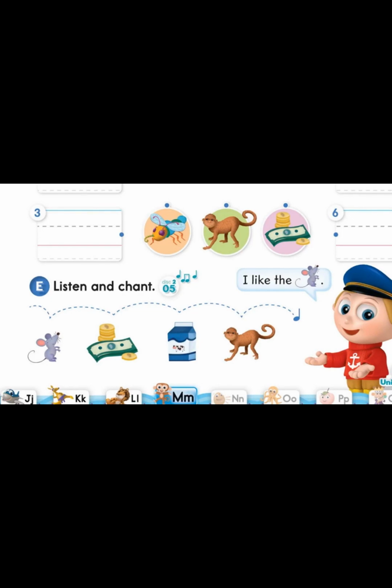Mouse, money, milk, monkey. I like the mouse. I like the money. I like the mouse. I like the money. I like the milk. I like the monkey. I like the milk. I like the monkey.